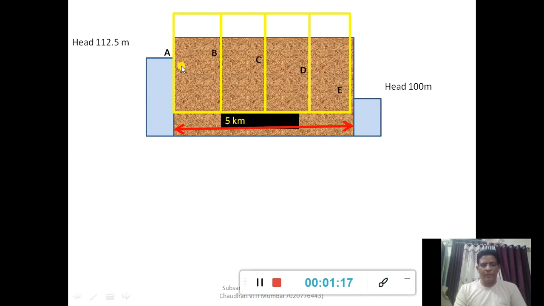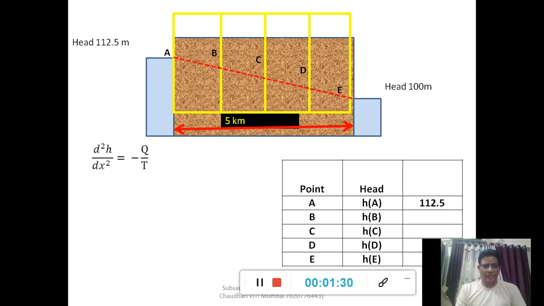Now I'm interested in the groundwater head at points B, C and D. The head at point A and the head at point E are known to us. Next, one more thing: the governing equation here is d²h/dx² = -q/T.